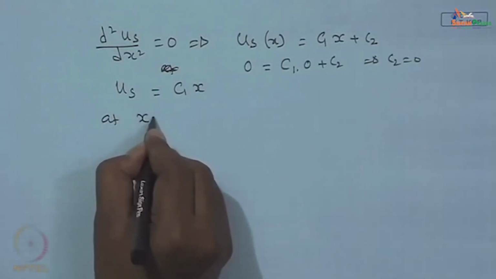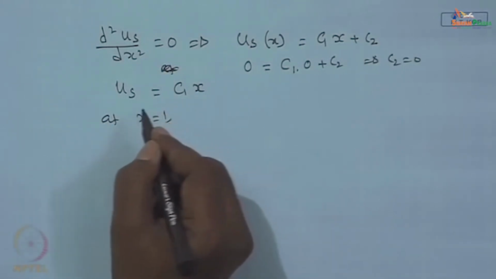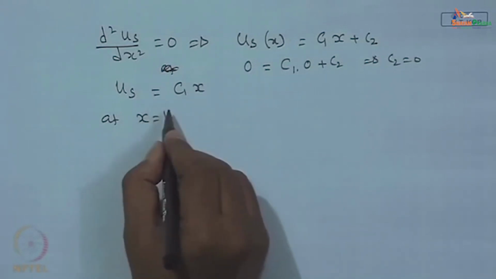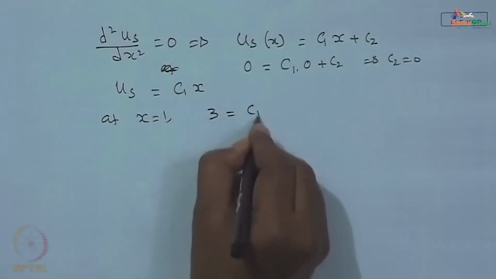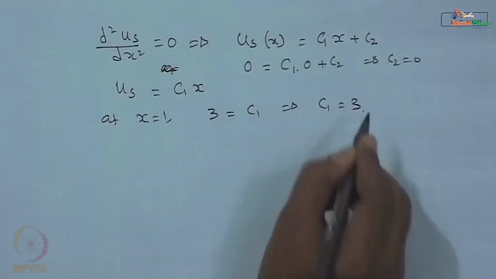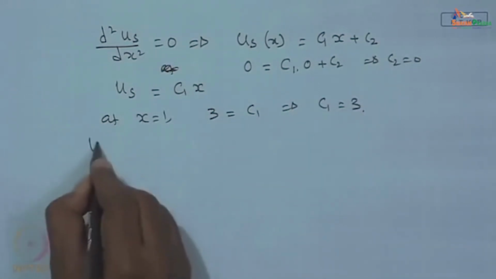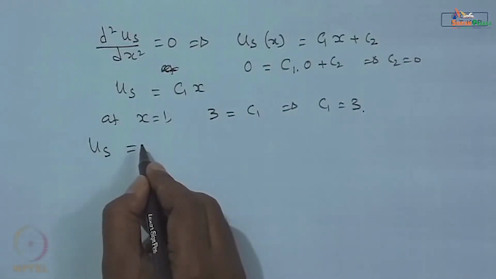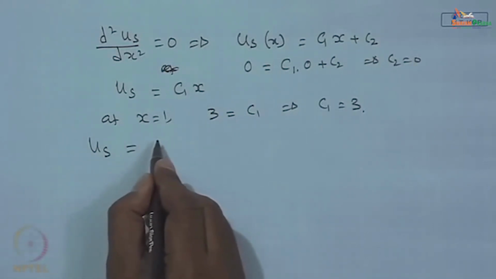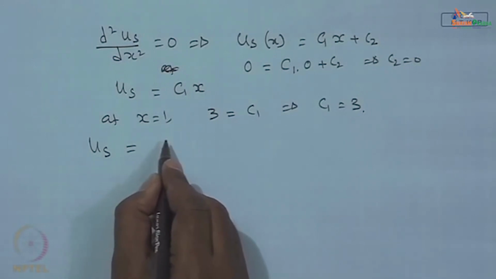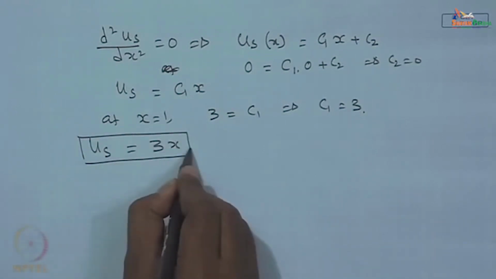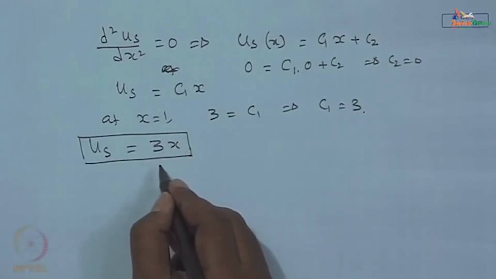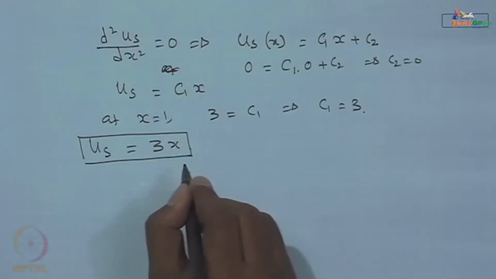So, at x is equal to 1, actually we should not have put u is equal to at the boundary condition, it should be x is equal to 1. So, u s is equal to 3. So, 3 is equal to C 1. So, your C 1 will be equal to 3. So, the solution of u s is nothing but three times x. So, this is the boundary condition, this is the solution of u s, the steady state part.